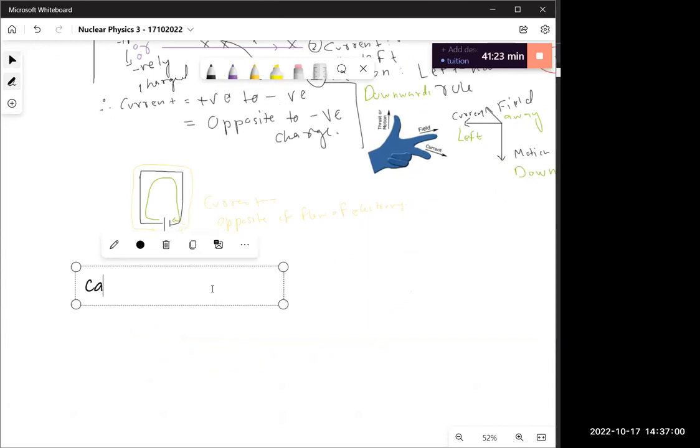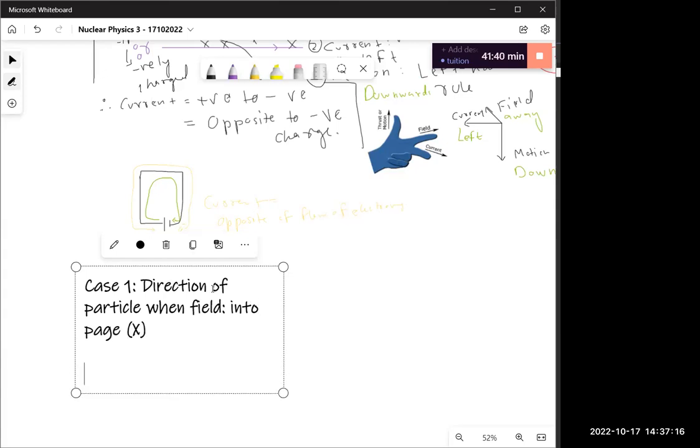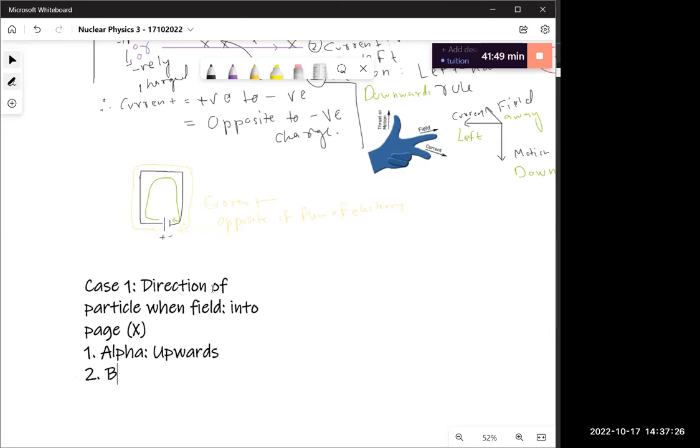Case 1. Write this in your notebook. Field, direction of particle. Then field into the page, which also means X, right? So first we'll start with alpha. Alpha is upwards, beta is downwards.